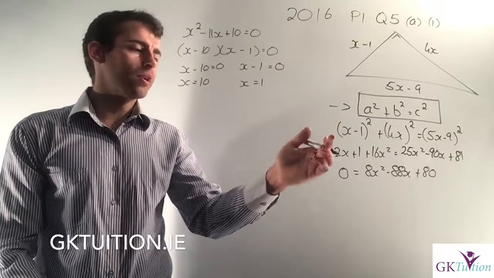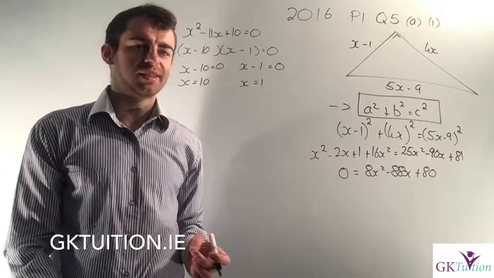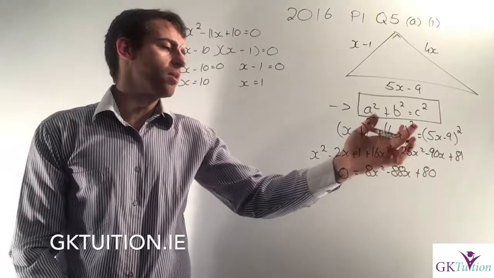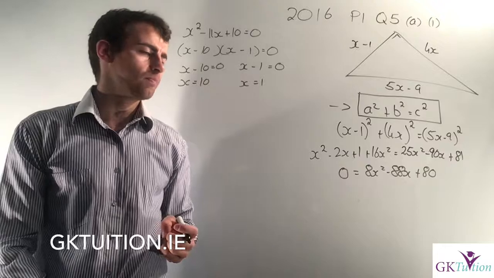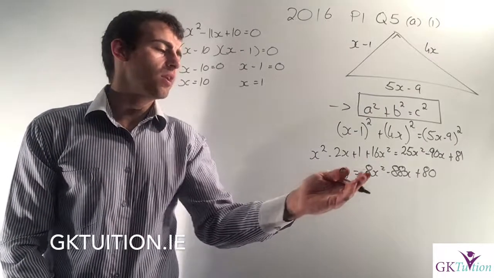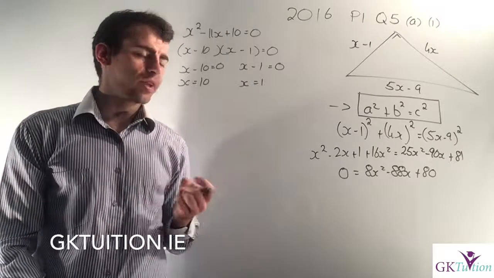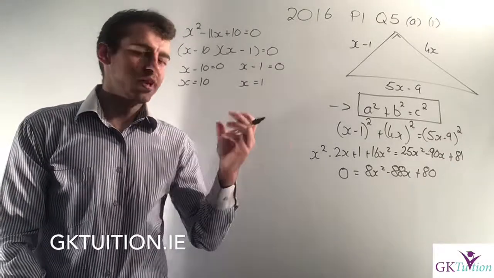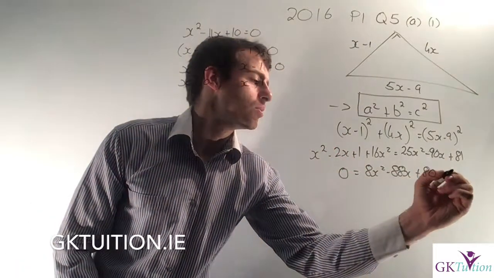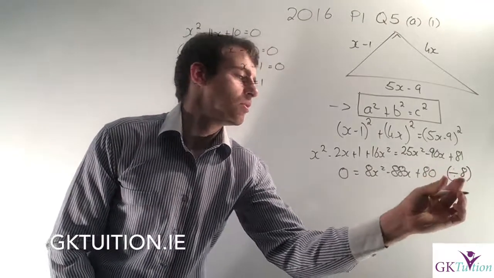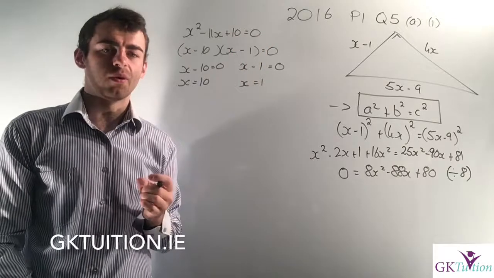x minus 1 by x minus 1 is x squared minus 2x plus 1. 4x squared is 16x squared, and 5x minus 9 by 5x minus 9 is 25x squared minus 90x plus 81. If you then bring everything to one side, you'll get 8x squared minus 88x plus 80. So at this stage you should recognize that you've got a quadratic equation. And you should also recognize that there's a common factor here. So the next thing that you could do is divide everything by 8. So if you divide everything by 8, you'll get x squared minus 11x plus 10 is equal to 0.